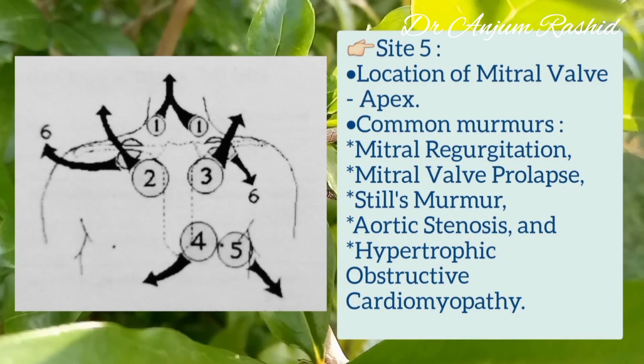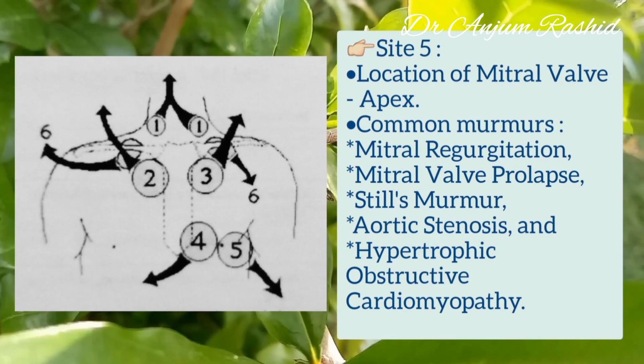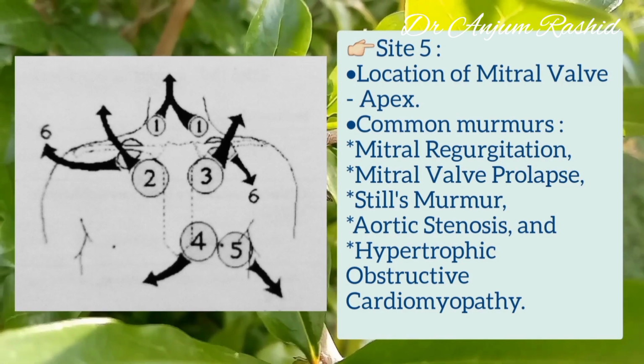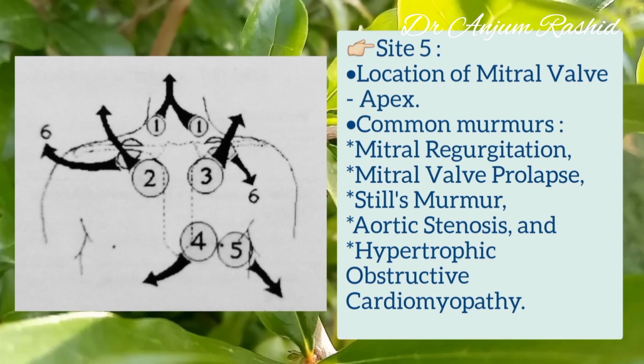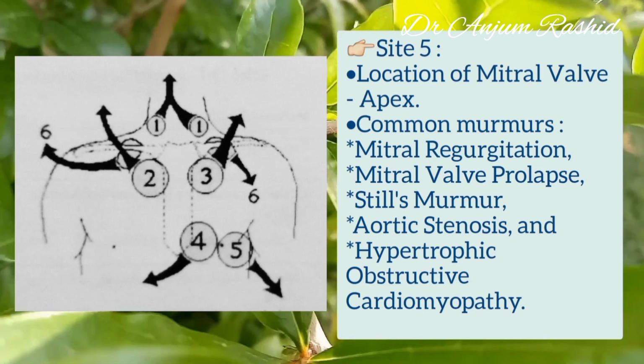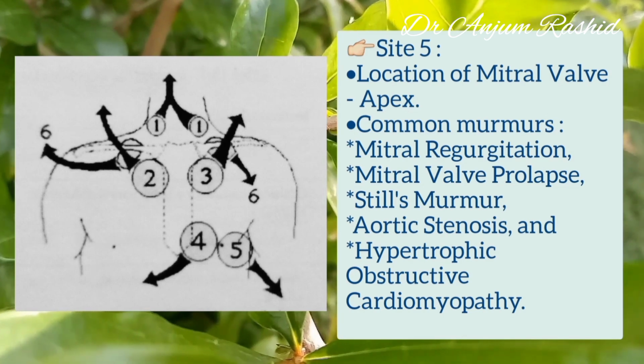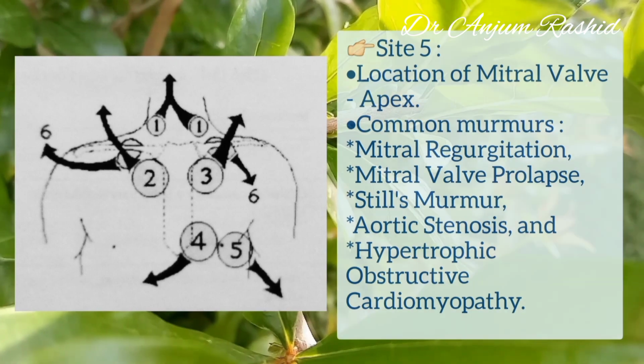Then site 5. It is the location of the mitral valve and it is located at the apex. Now common murmurs heard here include mitral regurgitation, mitral valve prolapse, Still's murmur, aortic stenosis and hypertrophic obstructive cardiomyopathy.